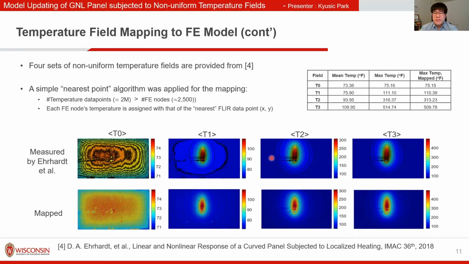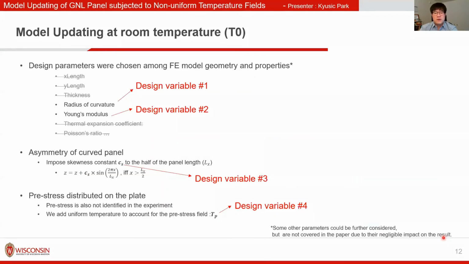After the alignment, 4 sets of center-heated temperature fields were mapped onto the FE nodes. Since we had many more measured points than the number of FE nodes, we used the nearest point algorithm for the mapping. We then chose design parameters for the model updating procedures. Among many parameters, we chose radius of curvature, Young's modulus, and we also defined a skewness constant that imposes asymmetry to the curved panel. And lastly, we defined the pre-stress, which could be represented by a uniform temperature field constant.